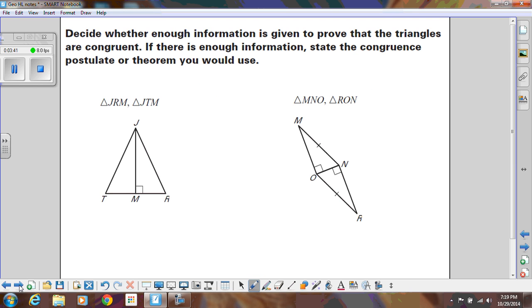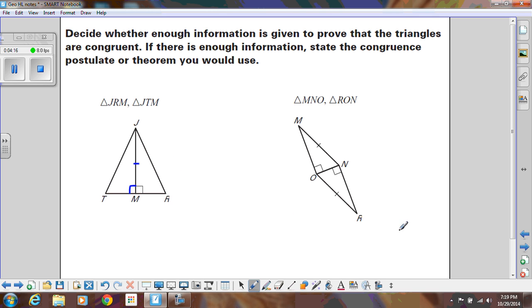Let's look at a few more examples. So we need to decide whether we have enough information to prove that these two triangles are congruent, and if we do, then we're going to say what theorem that is. So we have right triangles here, so that's good. So let's see if we can use the HL theorem. We definitely have this side that they share, so that side is a leg, but do we know that the hypotenuses are the same? Are those congruent? They didn't say. So we can't really say that these two triangles are congruent. We don't have enough information, even though they may look like they are congruent.